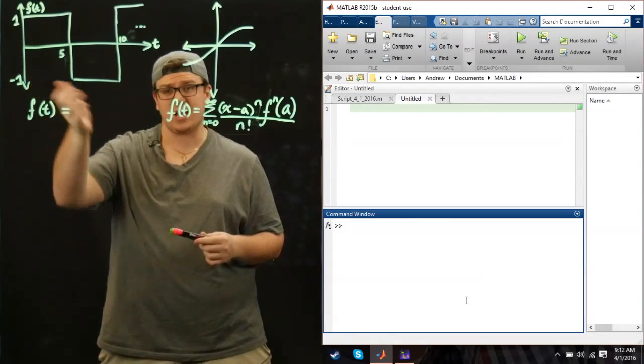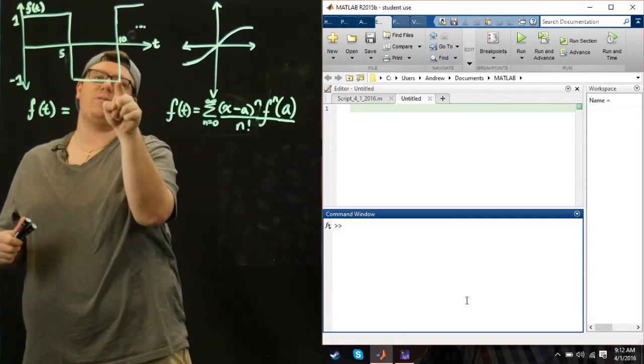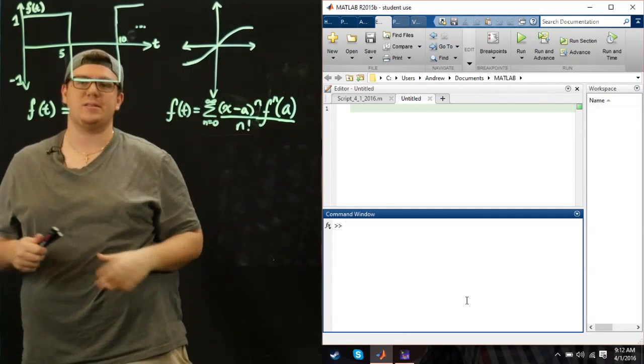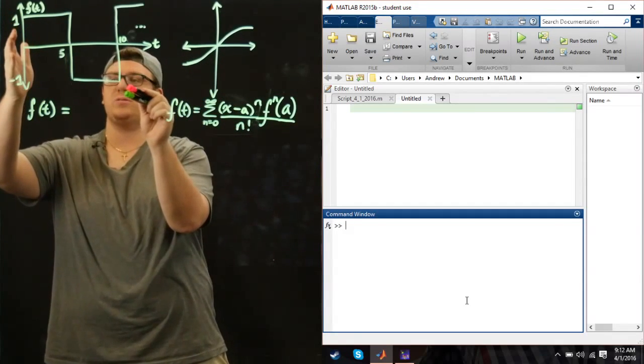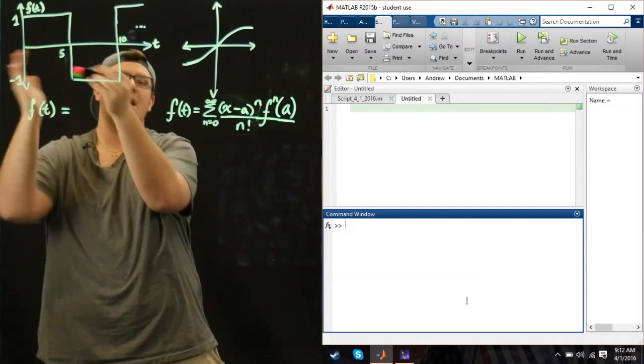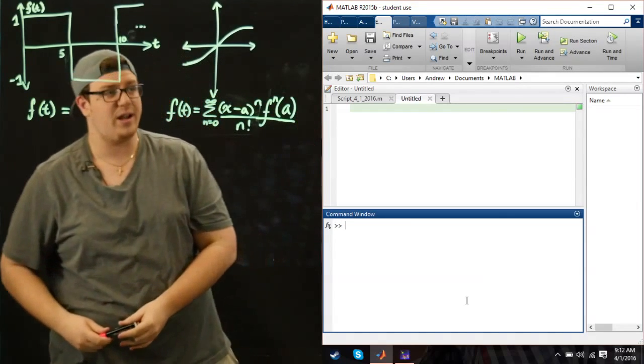Periodic functions like this guy here, which is 1 for 5 seconds, -1 for the next 5 seconds, and then repeats. So that's periodic. It has a function over a period, and then it repeats to negative and to positive infinity.